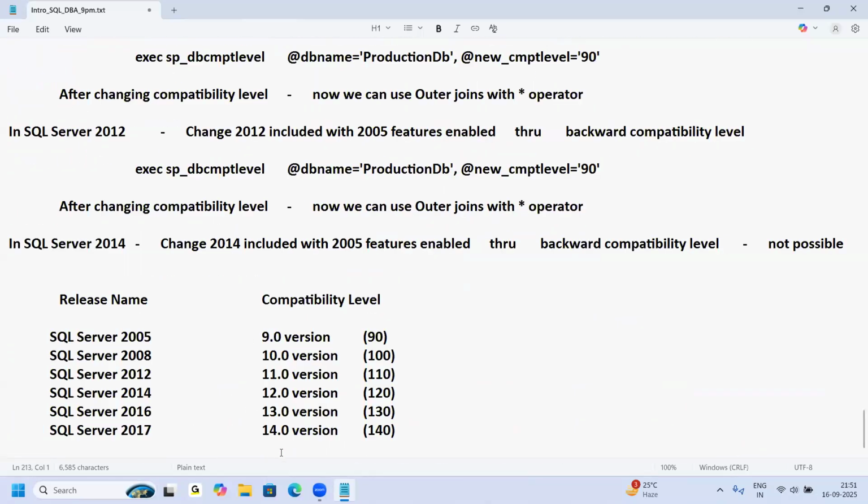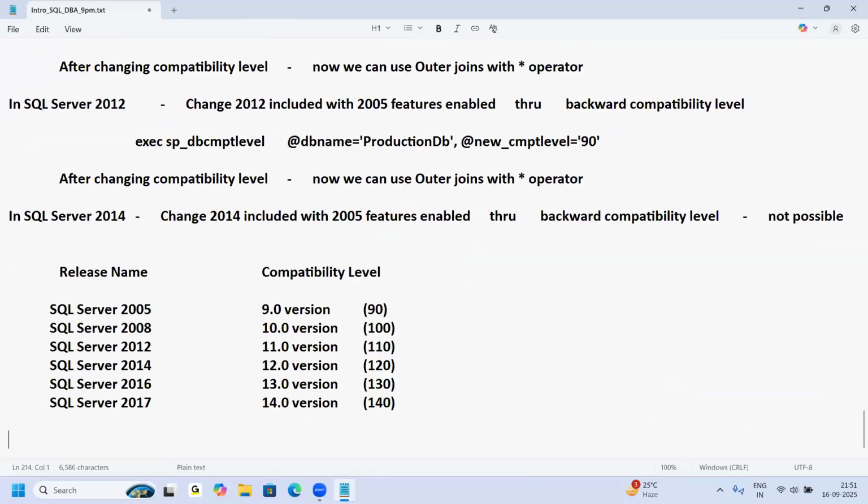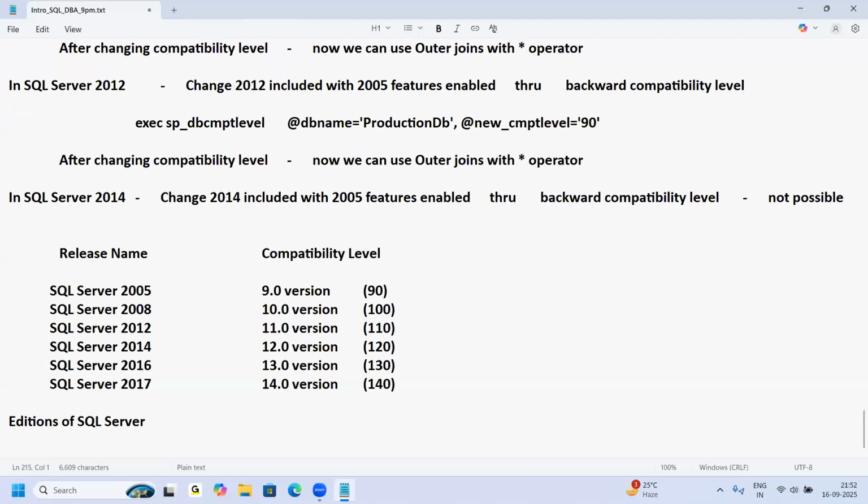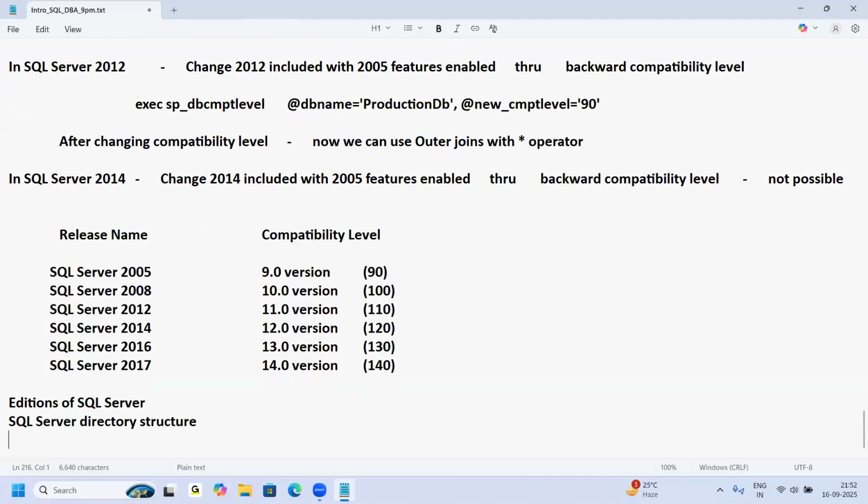Yeah, that's it. And the next topic will be related to something called editions of SQL Server. After that, we have two more topics to study. Two to three topics remain after this topic. Editions of SQL Server. After completion of these editions, I'll explain to you about the SQL Server directory structure.